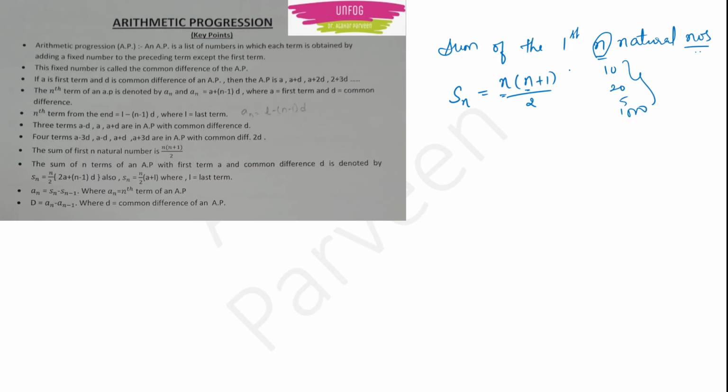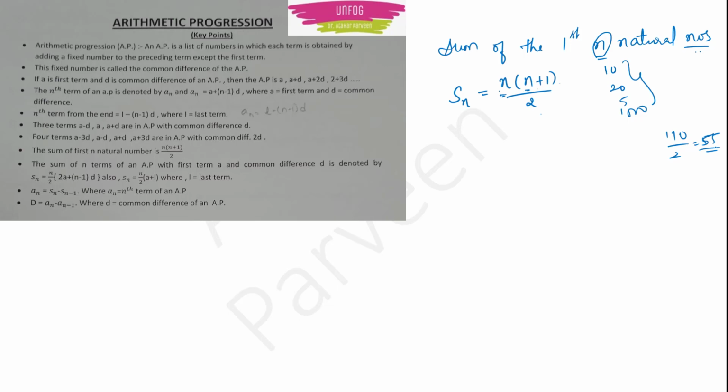See, for example, sum of the first 10 natural numbers. You write 10 here. 10 into 10 plus 1 by 2 means 10 into 10 plus 1 is 11. 10 into 11 is 110 by 2. So 110 by 2 will become 55. Sum of the first 10 natural numbers will be 55. Okay, it is like that.